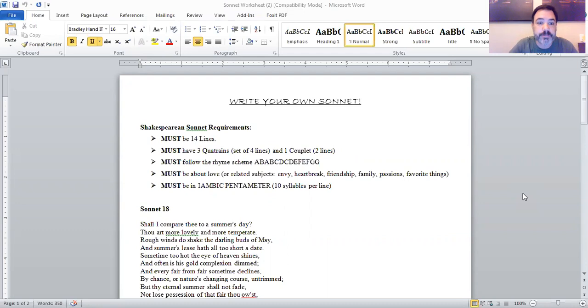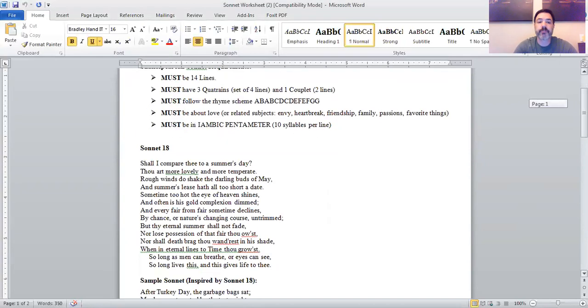What does that mean? The last word of each line. If you look down here, this is Sonnet 18. We're going to look at the end of each line: day, temperate, may, date. Date and temperate, they may not sound like they rhyme because of the way you pronounce them, but they do rhyme.